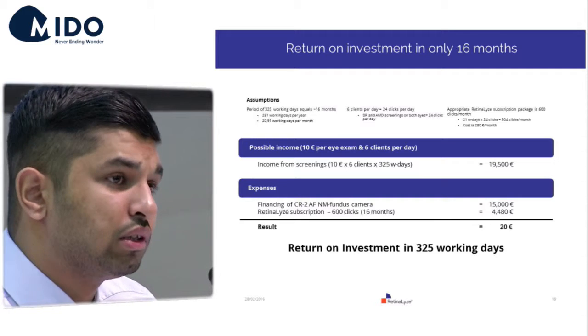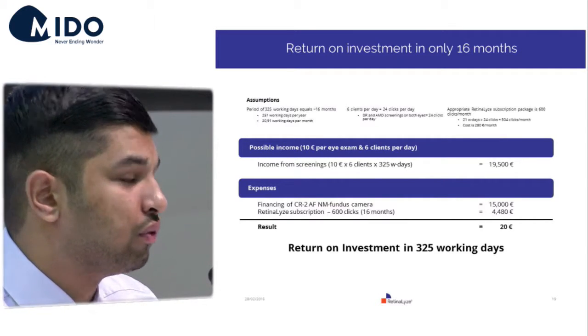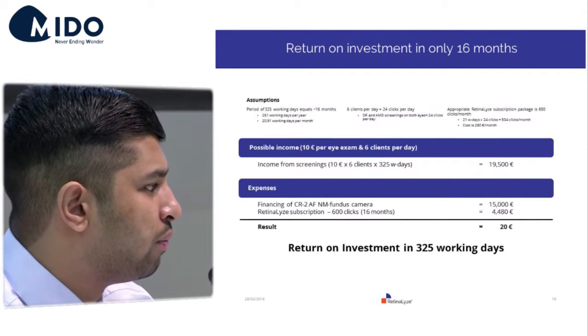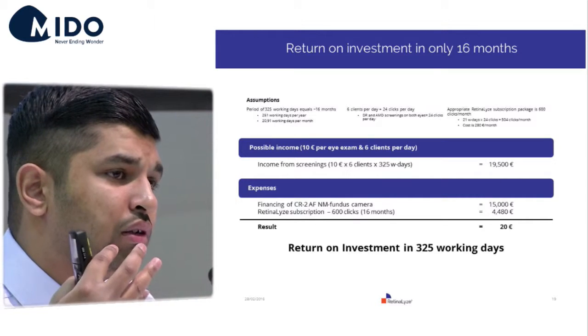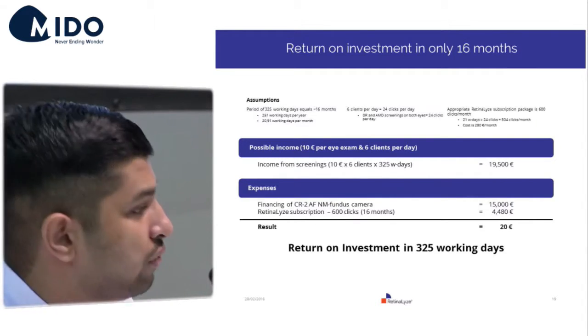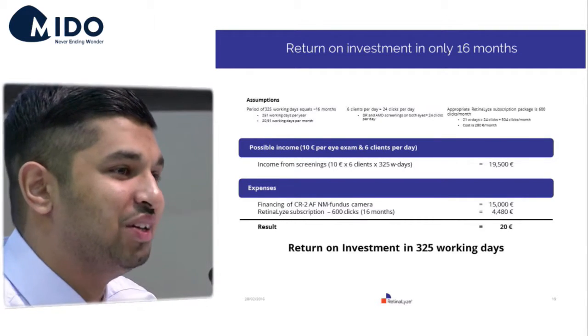If you don't have a Fundus camera today, you can actually earn return of investment on a new Fundus camera, for instance, a Canon CR2, which has autofocus. You can earn a return of investment in 16 months. The cost of a retinal camera is 15,000 euros, roughly. I'm sure you can get a discount if you buy it today.